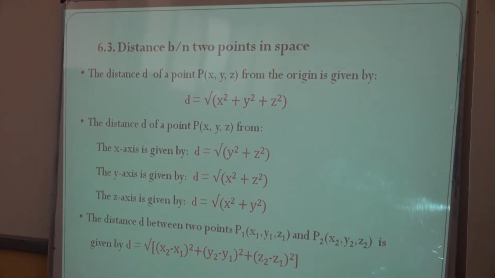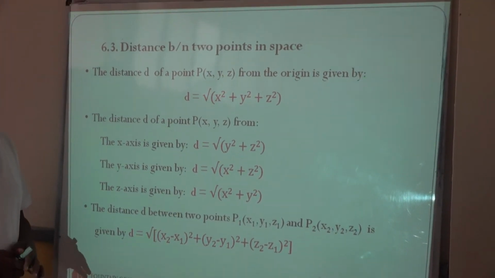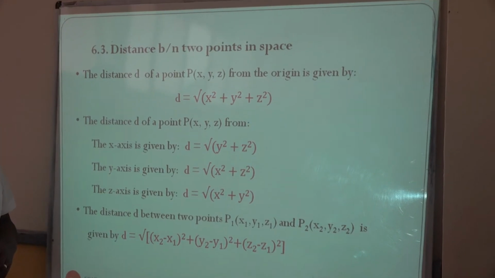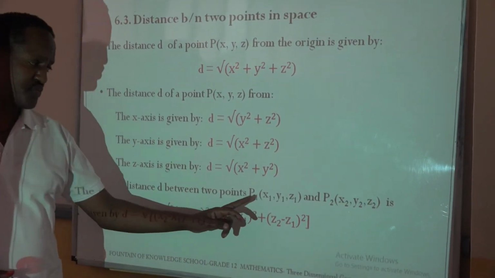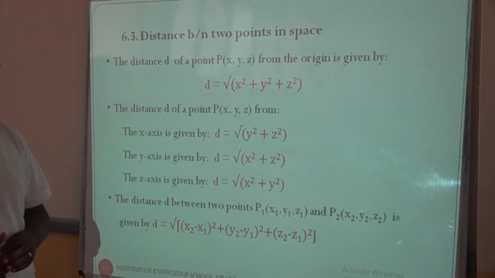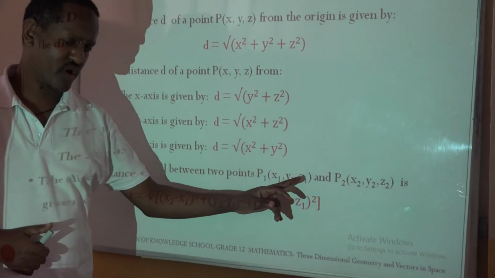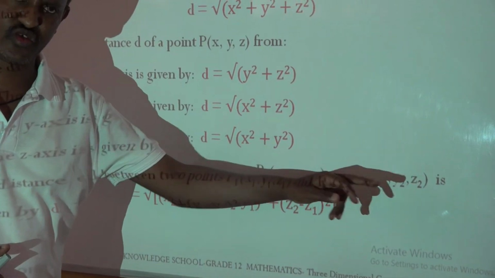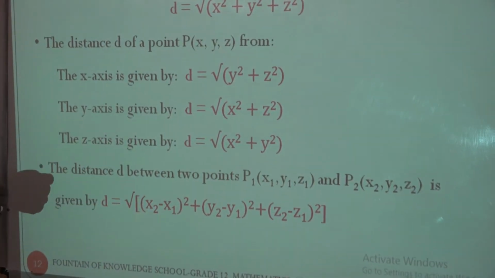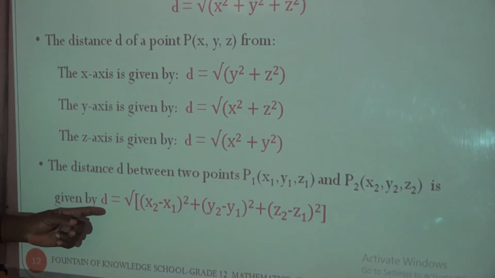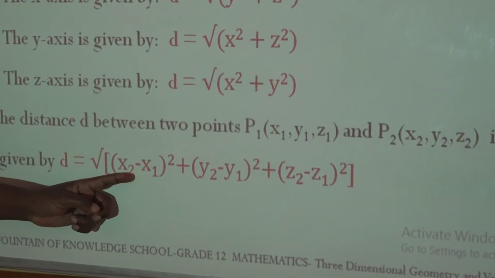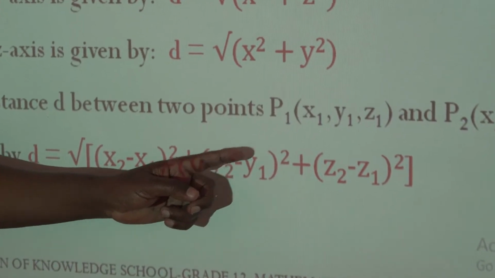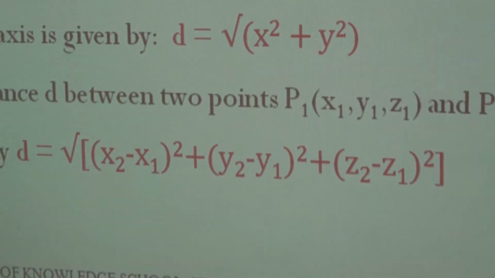Now let's pass to the third subtopic of this chapter. It is about distance between 2 points in space. If you are given 2 points P1 and P2 with coordinates x1, y1, z1 and x2, y2, z2, the distance between these 2 points can be found by this formula. D equals the square root of change in x square plus change in y square plus change in z square.